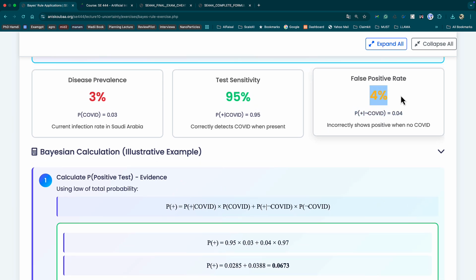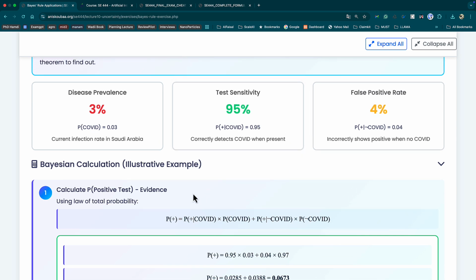Yeah, but this is also, he's talking about not having COVID, getting a positive. Yeah, false positive. He doesn't have COVID, but he gets a positive result. Yes, yes. It's different. Yes, it's different, because you have 4 combinations: plus given COVID, negative given COVID, plus given not COVID, and negative given not COVID. Yes, we have 4 combinations. Okay. So now, given this, we need to calculate the probability of the evidence.